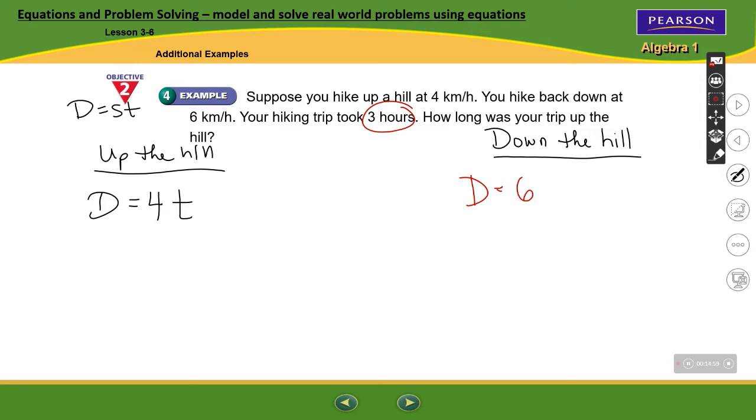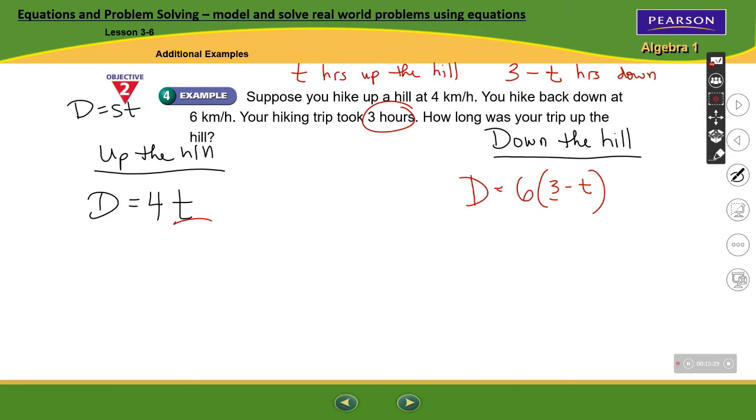So if we know it took t hours up the hill, and we know that it takes 3 minus t hours to go down the hill. So this one is a little bit different. The time it took to go down the hill is 3 minus t. How did I get that? Well, that's the total time, 3, minus however long it took to go up the hill, which is t.